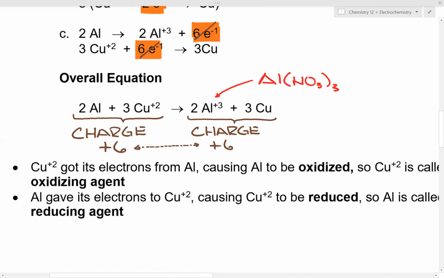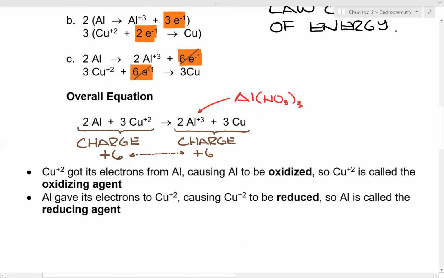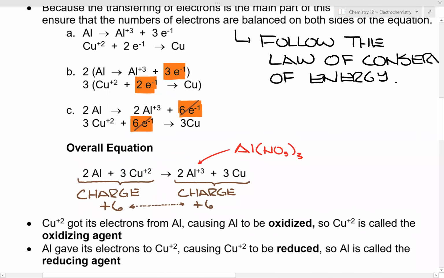Now, a couple of things for you to be aware of. Copper 2+ got electrons from aluminum, causing aluminum to be oxidized. So copper is called the oxidizing agent. Since copper 2+ caused aluminum to undergo oxidation, copper 2+ is the oxidizing agent. It caused the oxidizing, and it itself must be reduced.